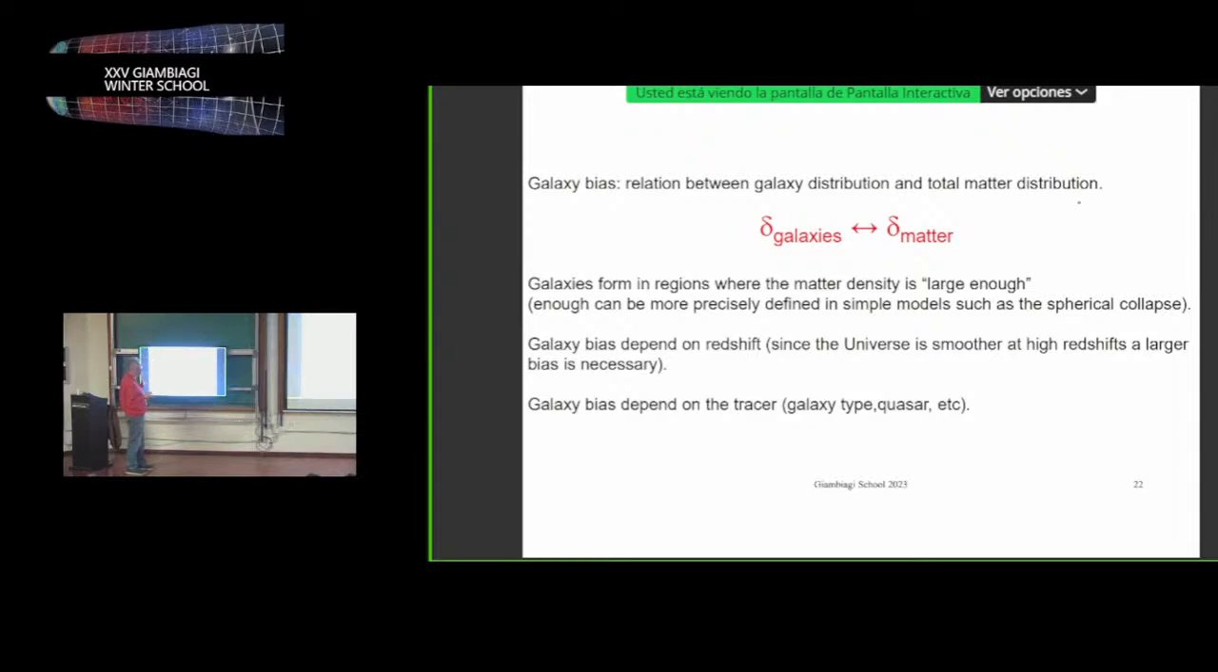And also, you can understand that the galaxy bias depends on redshift, because the dark matter perturbations are smaller if you go at higher redshifts. And if you have a galaxy there, and the galaxy needs a concentration of dark matter to form, this fluctuation of dark matter has to be much larger. So the bias should increase with redshift. And we actually saw that. So, yes. Also, the galaxy bias depends on what galaxy type you're talking about, if it's a quasar, for instance, or a red giant, etc. So it's a complicated business.